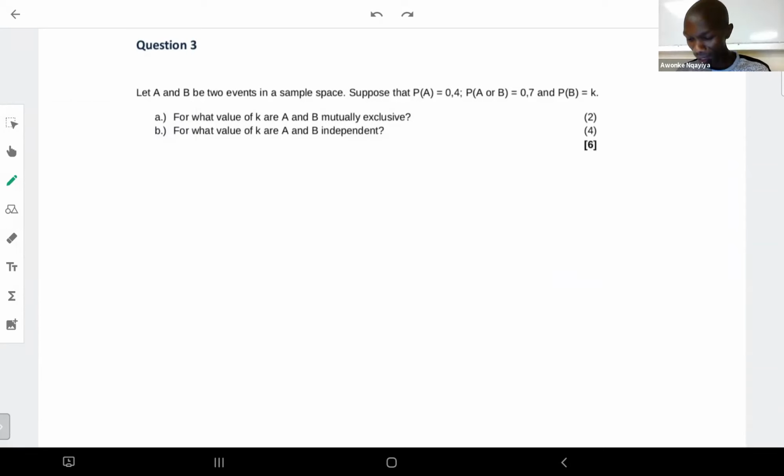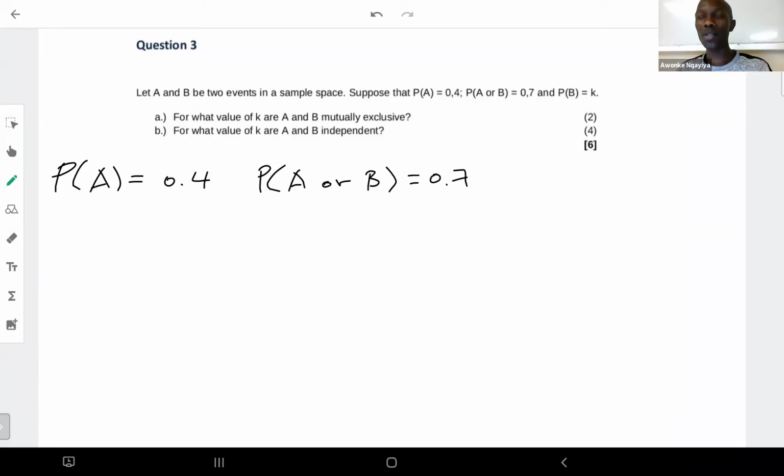There we have event A and event B. Suppose we are given that the probability of A is equal to 0.4. Also, we are given that the probability of A or B is equal to 0.7. The questions that we are going to do are exam type questions. I took the screenshots of the previous question papers. The ones that we did were just introduction, coming straight from my head. Then the probability of B is equal to K. We are given in question A that event A and event B are mutually exclusive. So let us calculate the value of K if these two events are mutually exclusive.